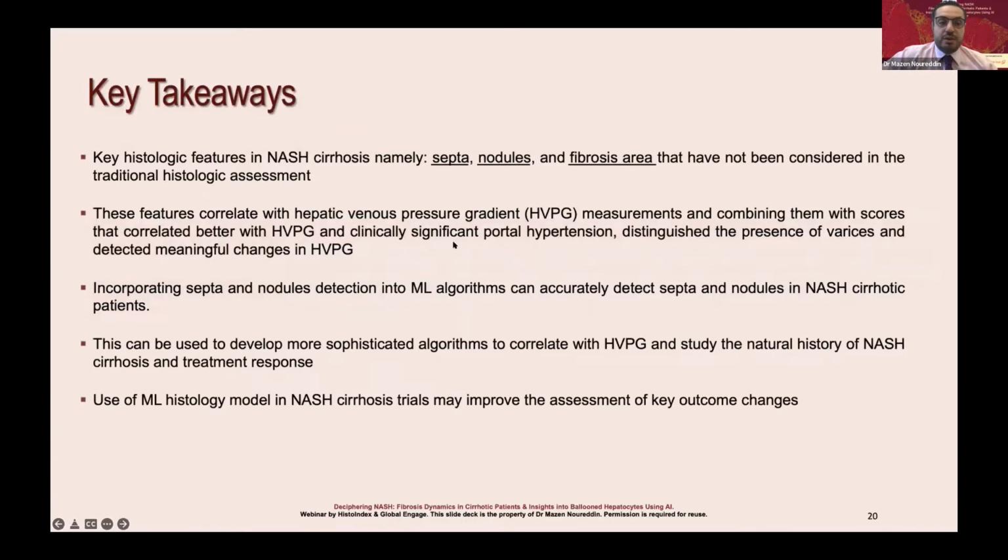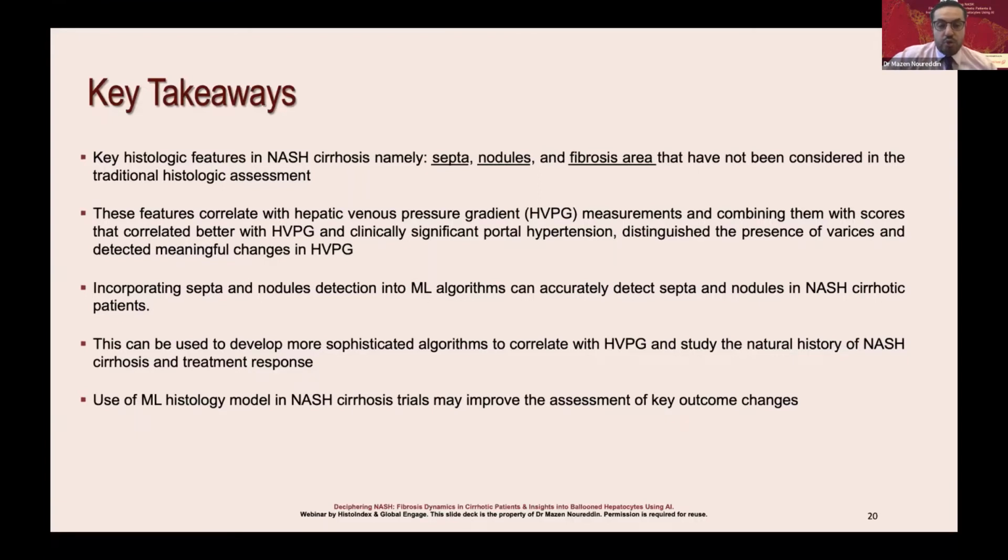So the key takeaway in this study is that we went beyond the fibrosis concept in simplifying cirrhosis, and we really took into consideration the complexity of cirrhosis, adding septa and nodule to fibrosis. And combining them in one score correlated nicely with HVPG, clinically significant portal hypertension, as well as presence of varices, which are very important parameters of liver outcomes, as well as surrogate markers for liver outcomes.